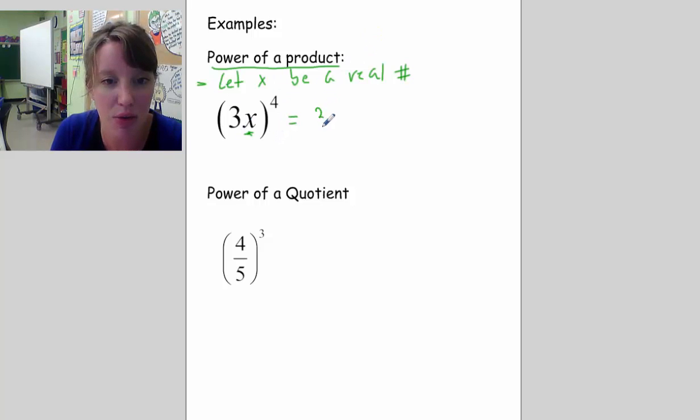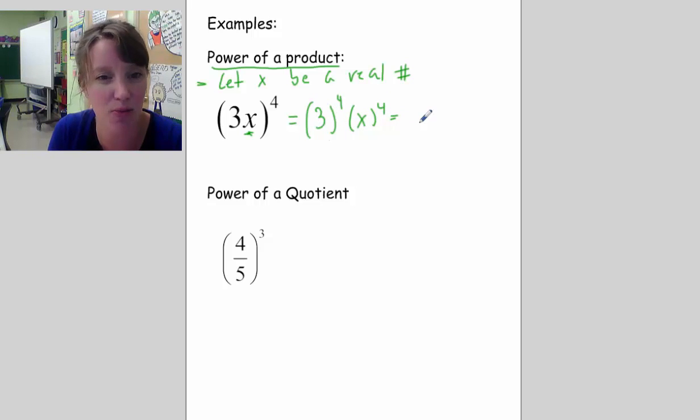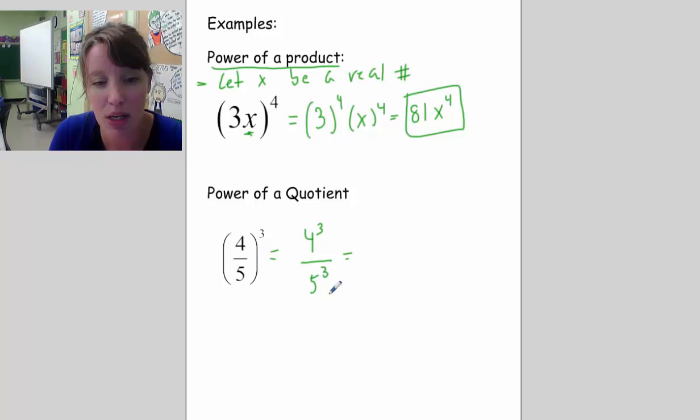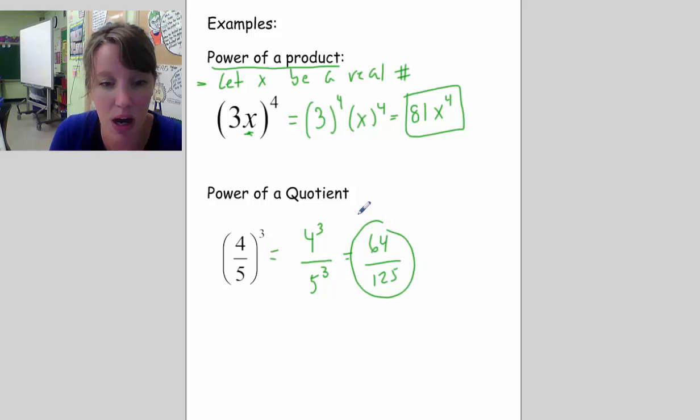Well, here I can take 3 and raise it to the 4th power, and then I can take x and raise it to the 4th power. I don't need to necessarily write parentheses, but I get in that habit just in case there's a negative base here. 3 to the 4th power is going to be 81, and x to the 4th power is just x to the 4th power. And that's it. For the power of a quotient, we saw that we can take the numerator and the denominator and raise each to that power. So that just becomes 64 over 125. Oftentimes I just want you to do that step, but I went ahead and evaluated it.